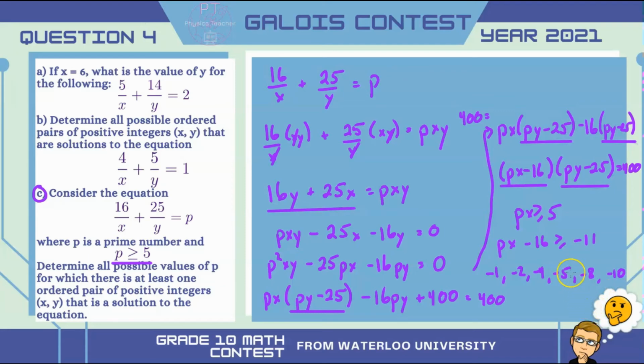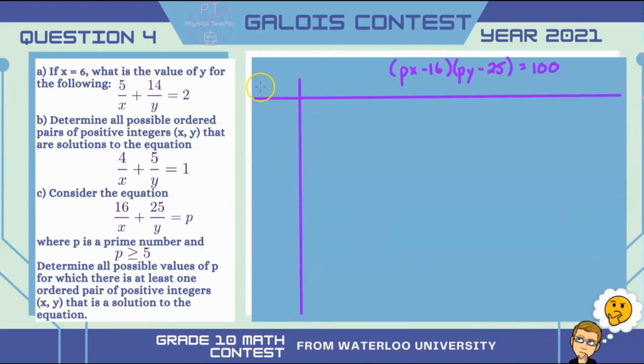But just as in part B, if you were to use any of these negative factors for here, you would be forced to make either p or y negative numbers in this term in order to satisfy the equation. So just as in part B, and you can try them yourself, our negative factors are not going to work. So let's create a chart for all the positive factors like we did in part B. And so let me give myself some room here. So in this chart, we're going to have our first factor, our px minus 16. So that's our first factor of 400. Sorry. And then we're going to have our second factor, py minus 25.